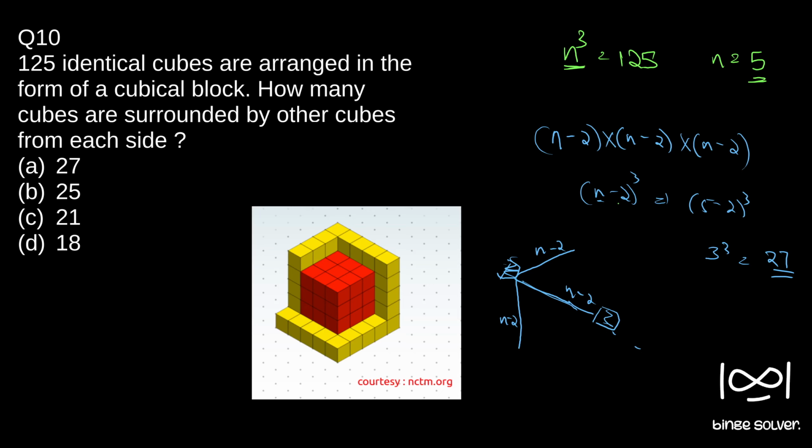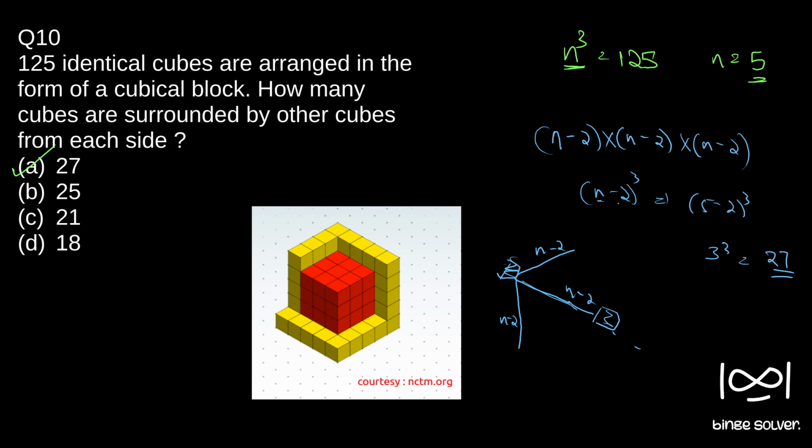Instead of cutting, in the exam hall we will not be able to draw such clear figures. So we have to remember this formula, so that the moment we see a question like this, we can easily find the answer. N minus 2 the whole cube is our answer, and the solution to this question is 27.